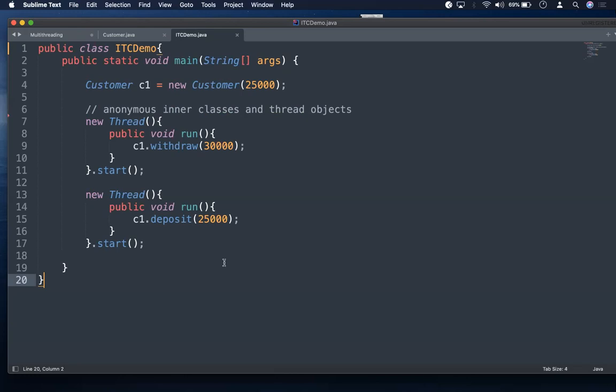And later we discussed synchronization, what is the use of synchronization, how to prevent thread interference, and how to achieve consistency. We have 2 examples. And finally, inter-thread communication: in a synchronized environment, how threads communicate with each other with the help of the Object class's 5 methods.